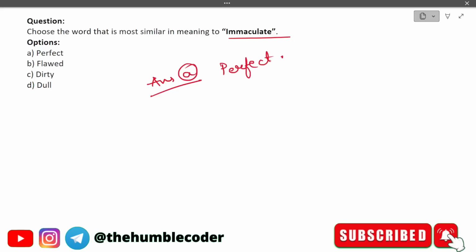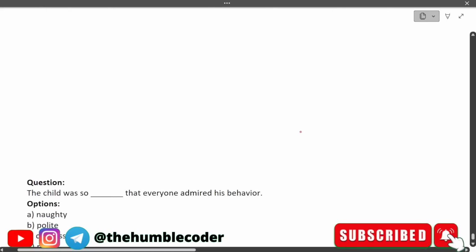Now let me tell you what immaculate means. Immaculate means spotless, or free from flaw, which is a synonym of perfect. So that is why the correct option is perfect. The rest of the options are contradicting it, they are the opposite of it. That is why we have not selected them: flawed, dirty, and dull. Hope you have understood this answer. Moving on to the next one.